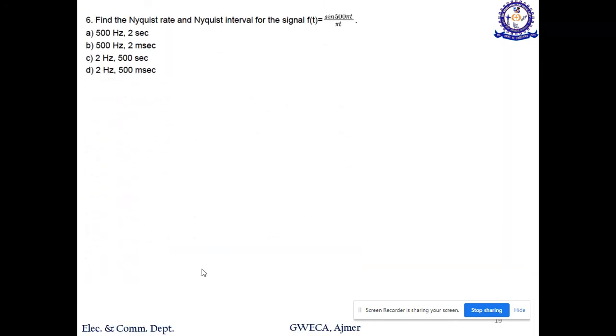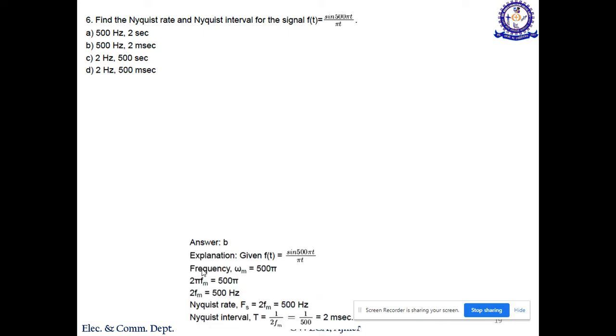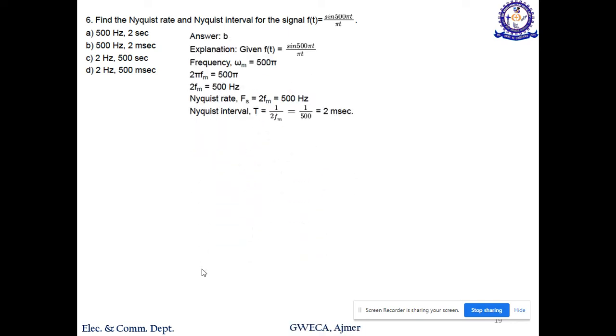Next question. Find the Nyquist rate and Nyquist interval for the signal f(t) equal to sin 500πt upon πt. It's just like a sinc function. So how will we solve that? Here ω is equal to 500π, same procedure. ωm is equal to 2πfm. 2πfm is equal to 500π, π and π cancel, twice fm is equal to 500 hertz. So the Nyquist rate is fs equal to twice fm, that is 500 hertz.